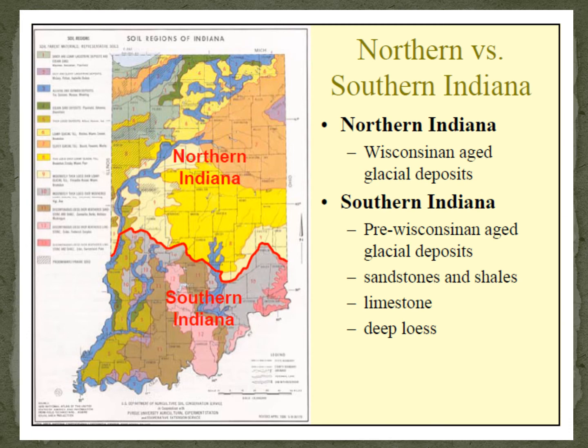Let's focus on Indiana. Northern Indiana has Wisconsin-aged glacial deposits, whereas southern Indiana has pre-Wisconsin-aged glacial deposits that include sandstones, shales, limestone, and very deep loess. What's cool about southern Indiana is if you've ever driven from northern Indiana all the way to the tip of southern Indiana, you've probably noticed that up here in the northern area, it's very, very flat. And then all of a sudden, once you hit this line, it starts getting very hilly.